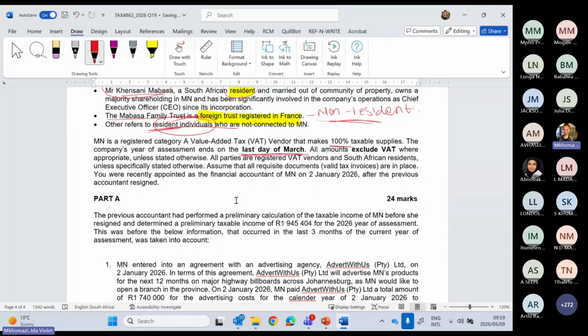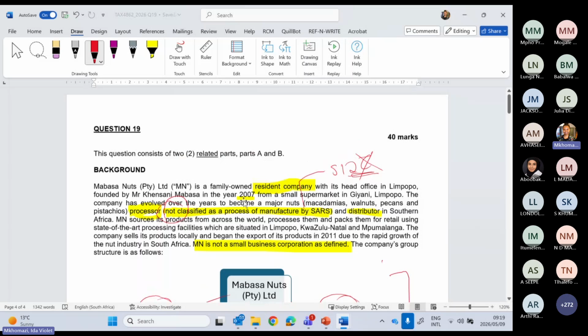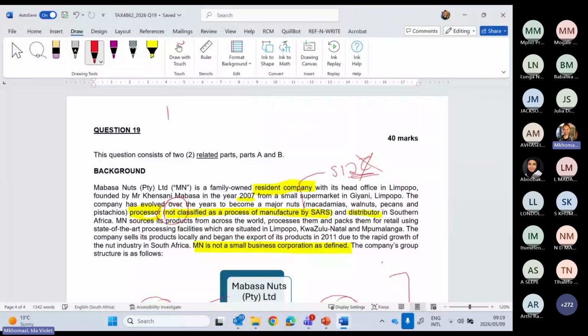Again, when you see year of assessment, I said what you should do is write yourself the timeline. 1 April 25 until 31 March 2026. So that's the period that you should focus on.